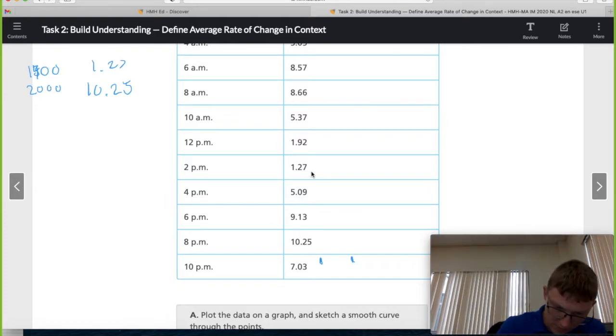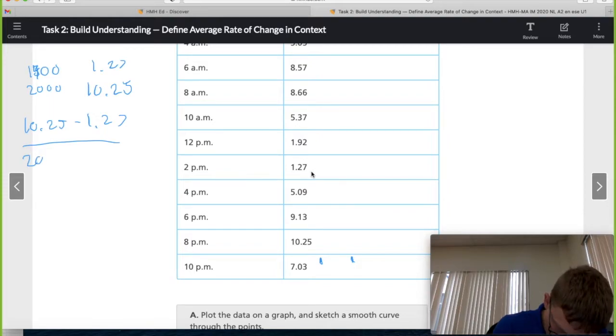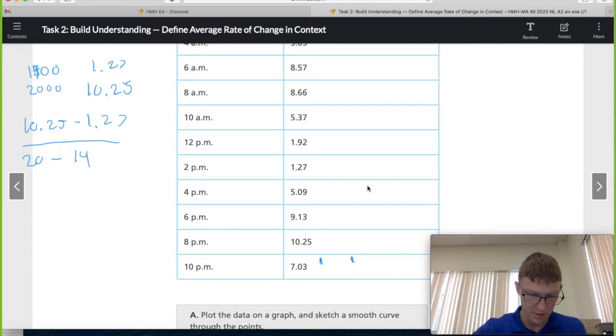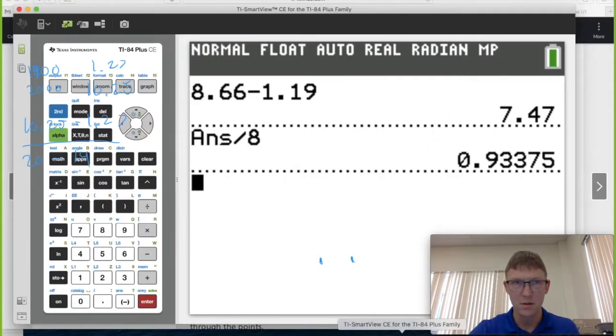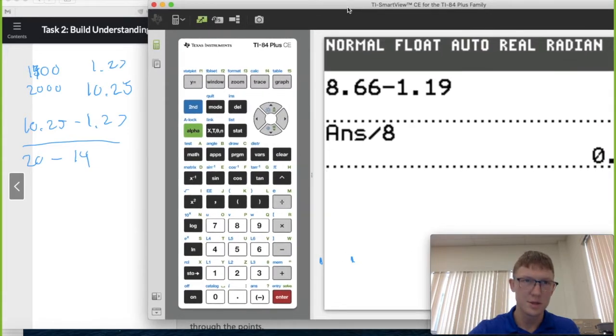So change of y, 10.25 minus 1.27 over, I'm just going to say 2000 minus, what is that now? 1400? 14. So then, if we wanted to skip all of the basic arithmetic steps, we can plug all of that into our calculator, like so. So parentheses are your friends. Remember, parentheses always happen first, and so we want this top part to happen first.